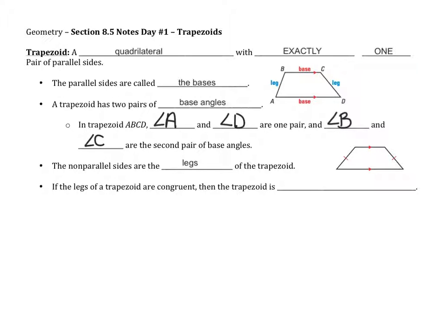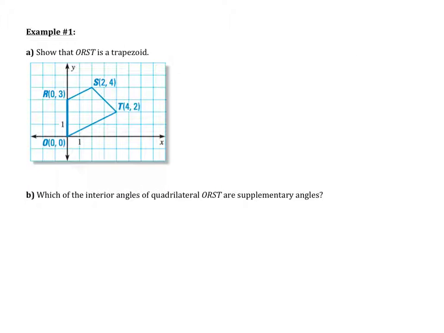So looking at the diagram again, these are the bases, and the legs are the two sides that are not parallel. If the legs of a trapezoid are congruent, like in this diagram, so again, we have one pair of parallel sides, and then the legs are congruent, then the trapezoid is called isosceles. Just like we had isosceles triangles where we had two congruent sides, if we have two congruent legs in a trapezoid, it's called an isosceles trapezoid. So again, this whole slide is just about all the terminology and how we're going to talk about things in trapezoids. So let's move on to example number 1.